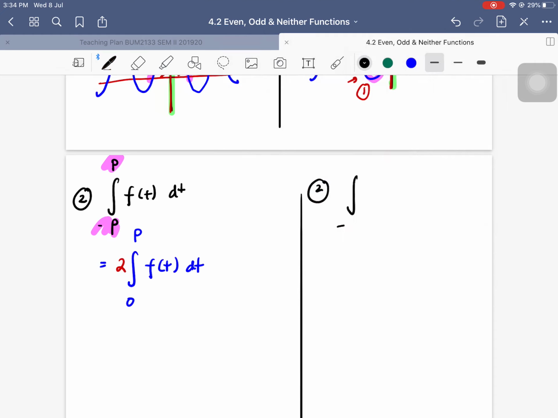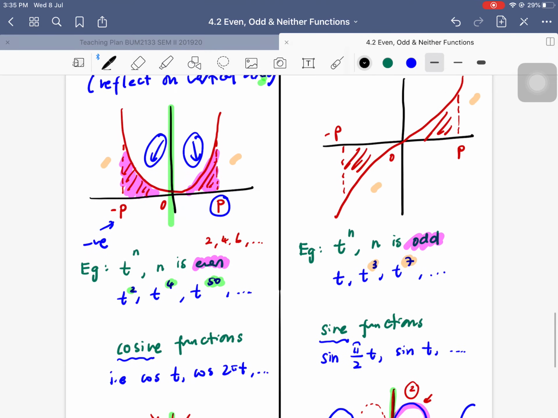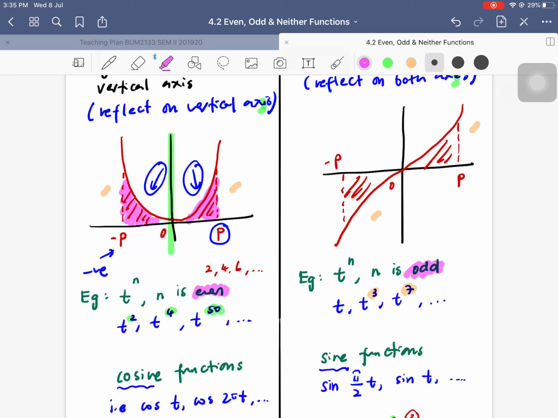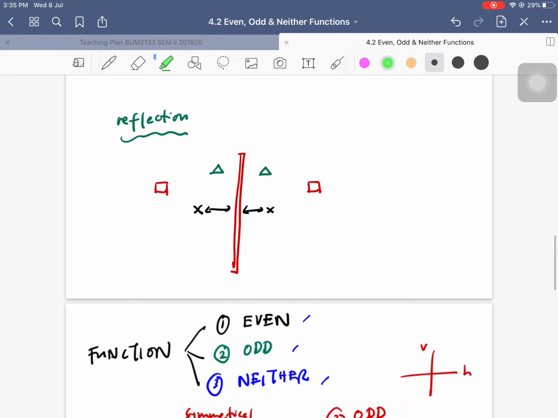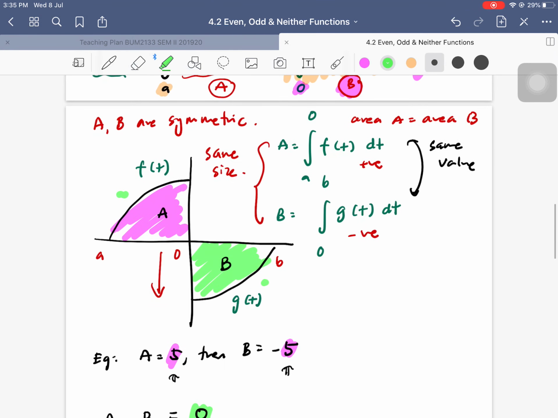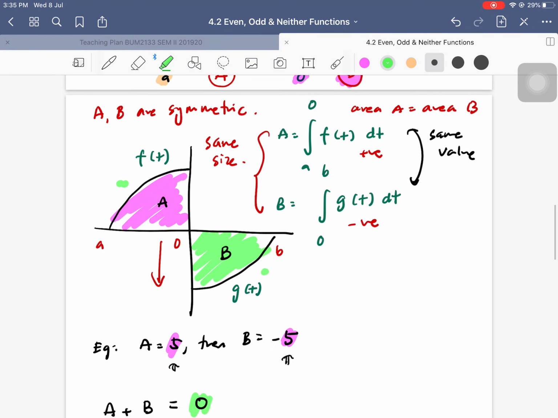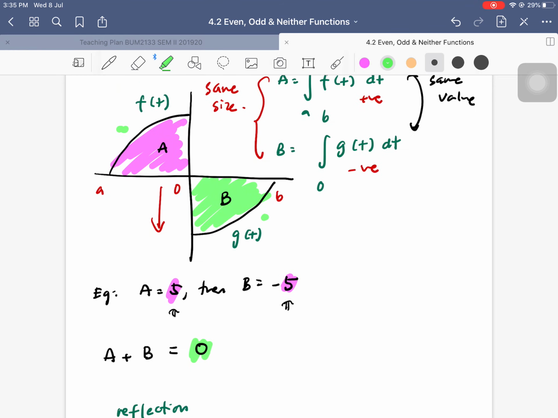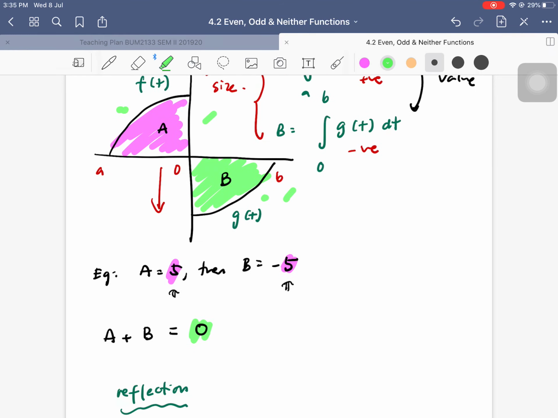If I wanted to know the region from negative p to p of an odd function, if you notice, the feature is that one region is going to be at the bottom and one region is going to be at the top. And of course, because they are the image of each other, they are symmetric as well. We have seen the same case before, which is referring to this diagram right here. And we know that if we were to add up both of the regions, the top and the bottom, we will end up with a value of 0.